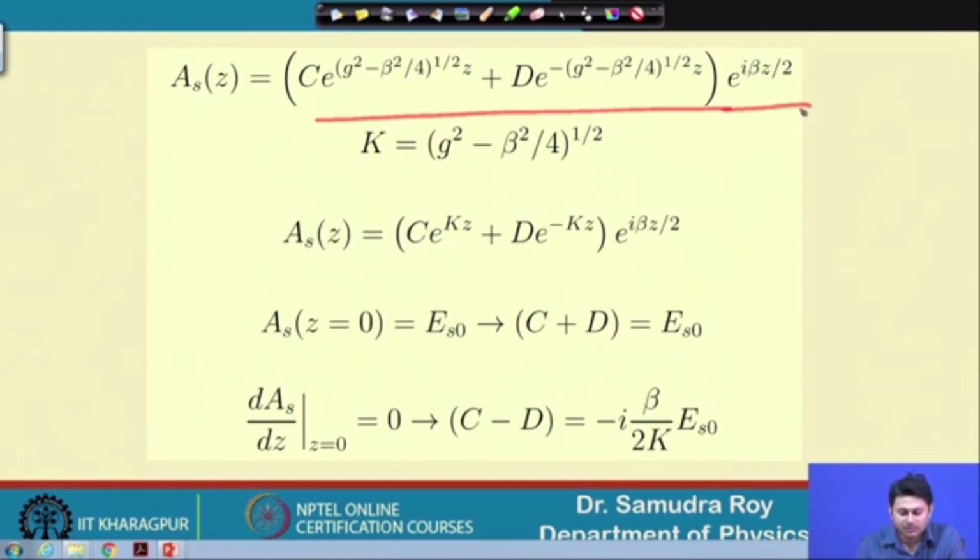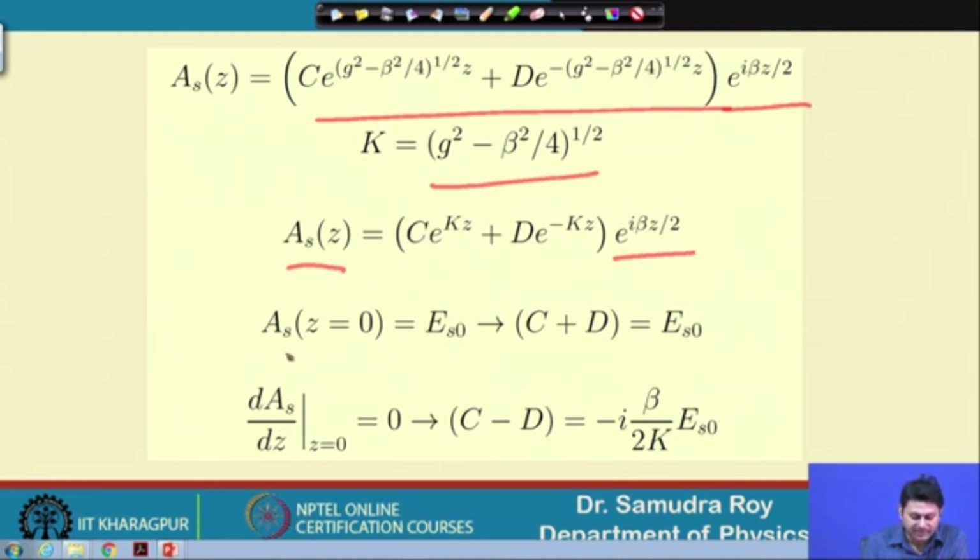So, for this solution, I write g square minus beta square divided by 4, whole to the power half, as k. Again, I replace the different variable with another variable to make it more compact. So, my A s is now c e to the power k z plus d e to the power minus k z, times e to the power beta z by 2. So, this is the way the signal is going to evolve.